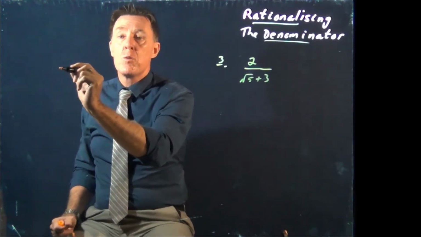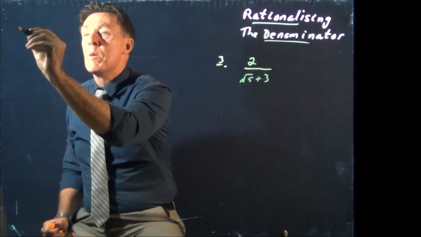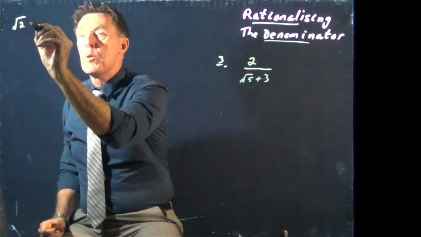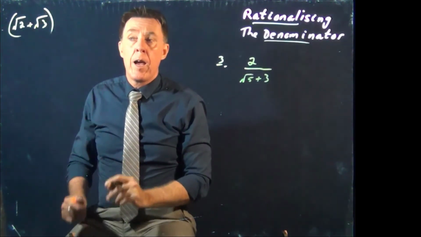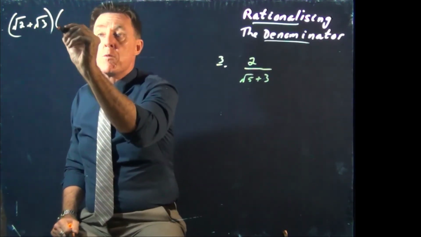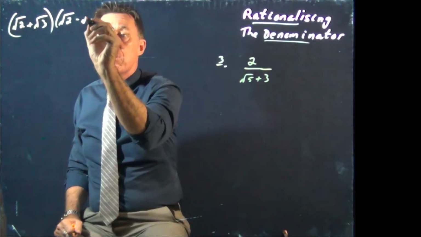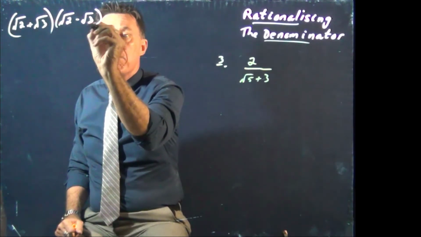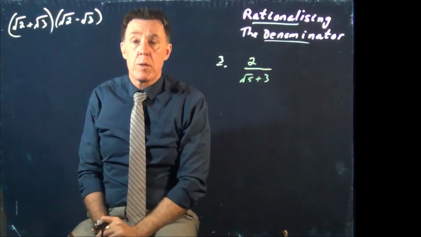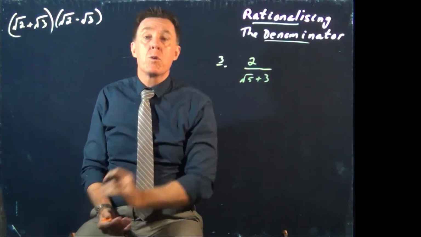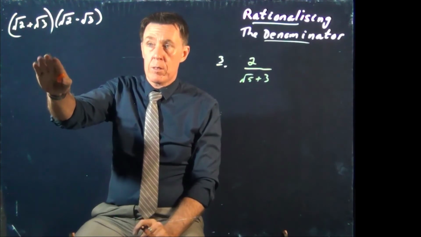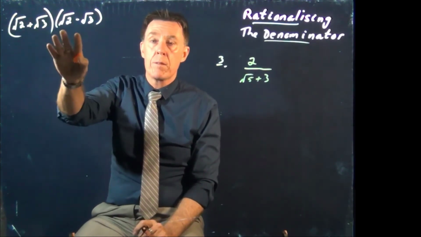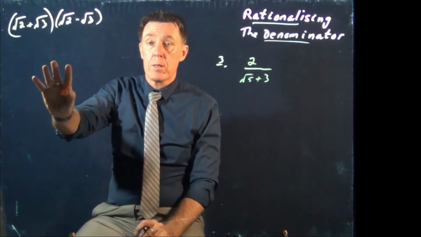If I gave you this situation, let's say I gave you the square root of 2 plus the square root of 3 in a bracket, and I times that by the square root of 2 minus the square root of 3. That's going to expand to an interesting and very useful situation. Pause the video, have a go at this, see where it leads you. Expand this bracket out, and then see if we get to the same answer.